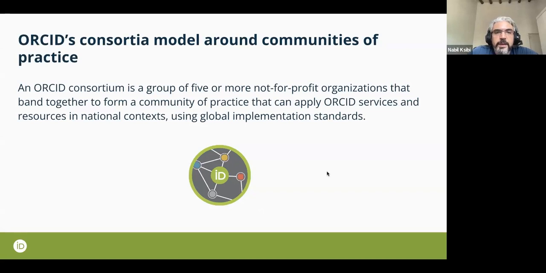Just briefly about the consortium model, we do have a consortium community, of course, which is growing day by day. And as a definition, a consortium at ORCID is a group of 5 or more nonprofit organizations that bond together to form a community of practice that can apply ORCID services and resources in national contexts using global implementation standards.